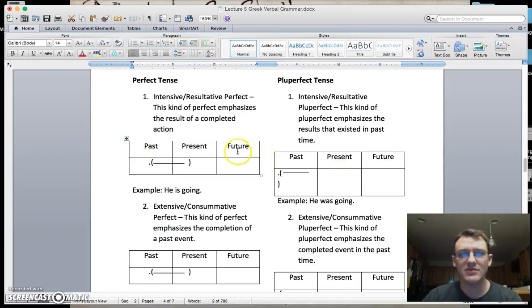Okay, so the intensive resultative perfect. This idea is that there's an event that happened in the past and its results continue on into the present, but the author is emphasizing the results. So he has gone, and that going is continuing to have effects into the present. It'd probably be easier to use a different verb. I was just trying to keep it consistent. But it ends up being translated more like a progressive present because we want to emphasize that the results of his going are still going on. And so we move it more towards the present to focus on the results.